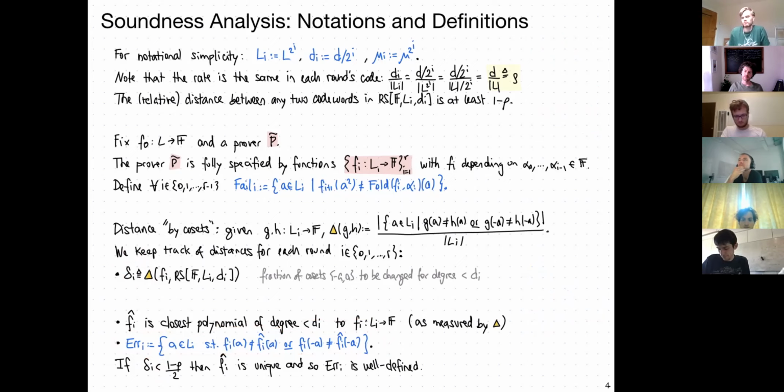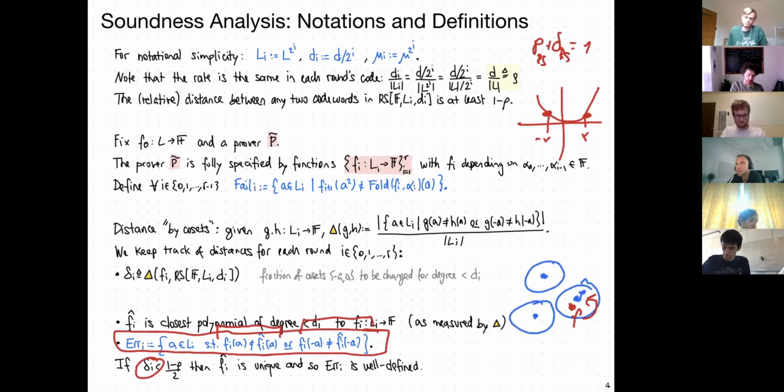Yes. So this delta is the distance of the function from the code word, and the relative distance is the distance between two valid code words. Exactly. The distance of the code is fixed, and we have a relative distance for each one of the rounds, which just refers to the distance between f_i, this particular function, and the Reed-Solomon code.